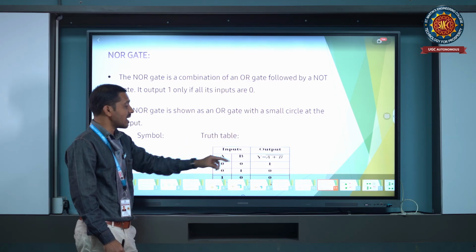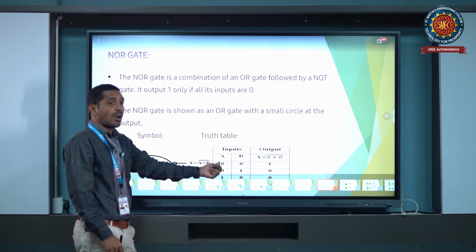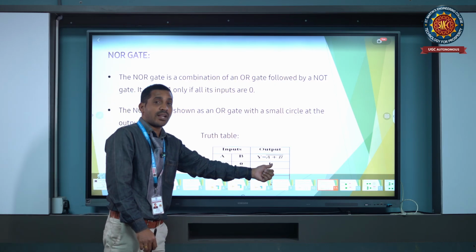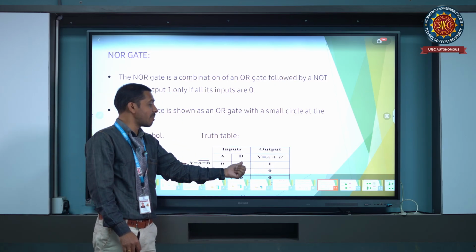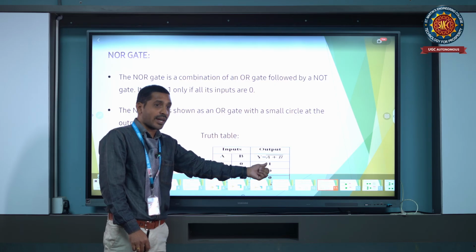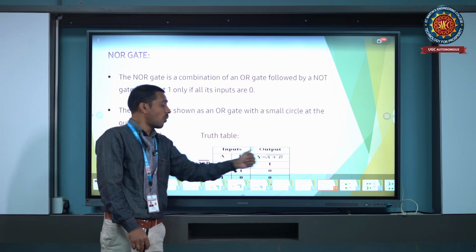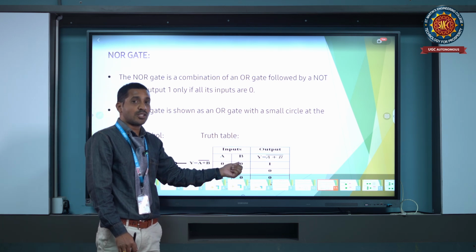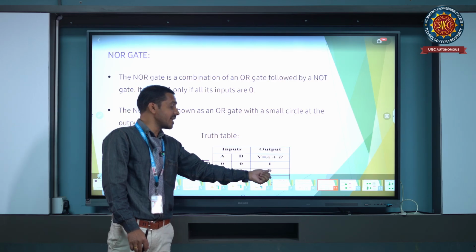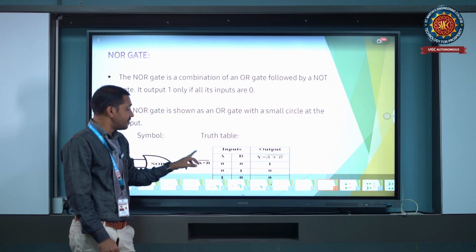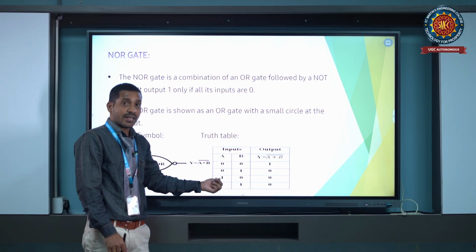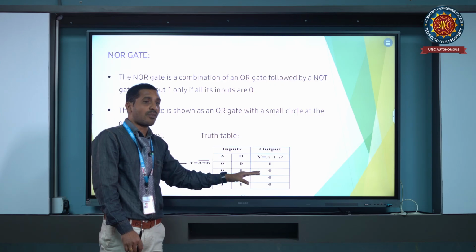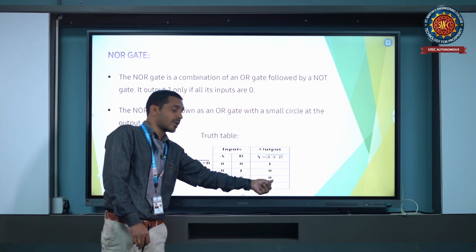So take A equal to 0 and B equal to 0. Then 0 plus 0 equals 0, and the complement of 0 is 1. So it is the inverse of the input, giving 1. Then take A equal to 0 and B equal to 1: 0 plus 1 equals 1, and its complement is 0. Next, A equal to 1 and B equal to 0: 0 plus 1 equals 1, and the complement of 1 is 0. It will produce the output 0.